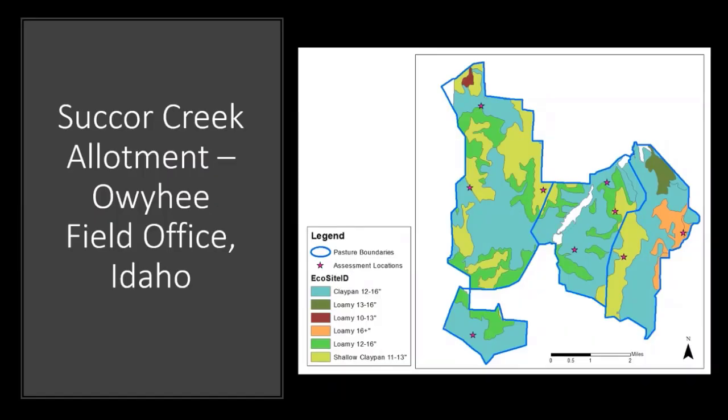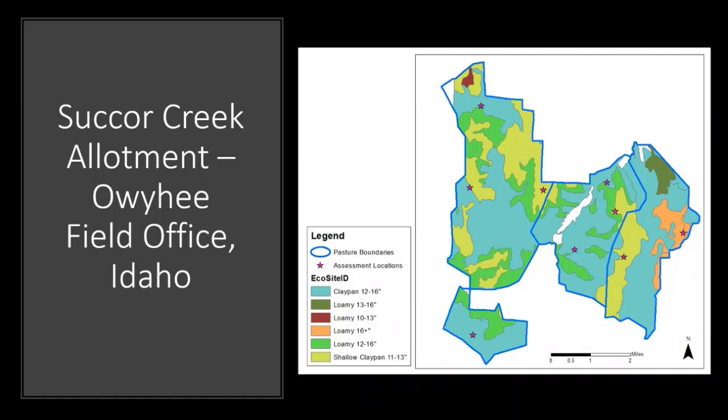So this is a map of the Sucker Creek allotment showing the dominant ecological sites in the area. It's comprised of 4 pastures, and there's a distribution of 4 dominant ecological sites in the pastures. This map is based on the expected dominant ecological site as based on the soil map for the area.